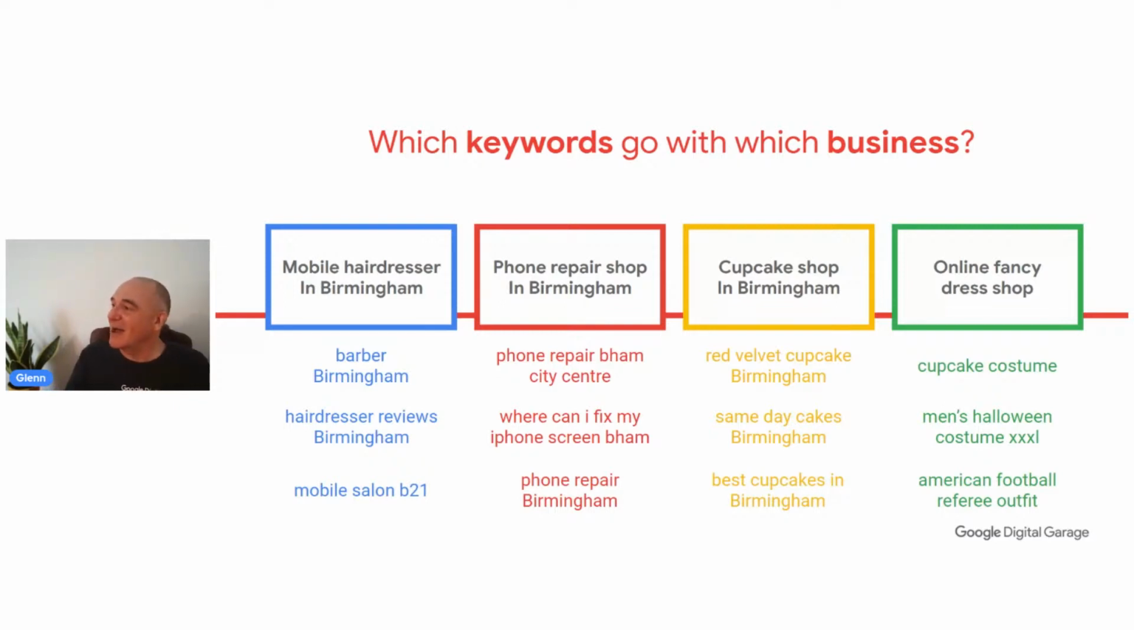And then the online fancy dress shop, a cupcake costume. That's the one there to catch you out. So a cupcake costume would go to the online fancy dress shop because it's a costume rather than it being a cake. And also this helps you understand negative keywords, because the cupcake shop in Birmingham could have cupcake costume as a negative keyword to ensure that people that are after costumes don't click on their adverts and then don't cost them any money on the cost per click basis. So yeah, that's a little insight there too.